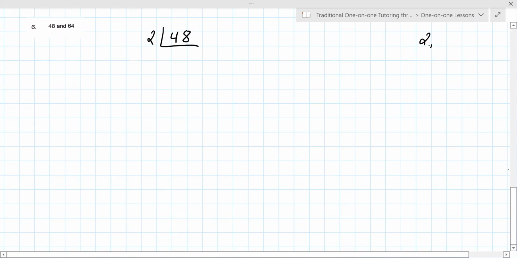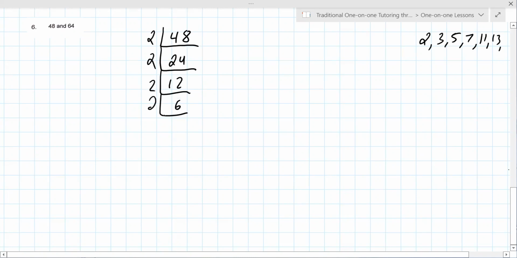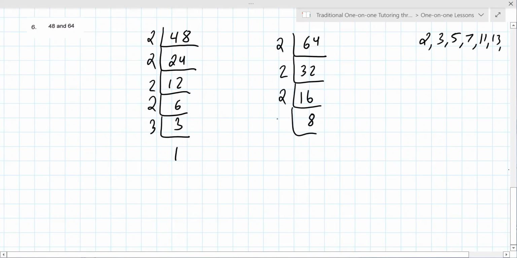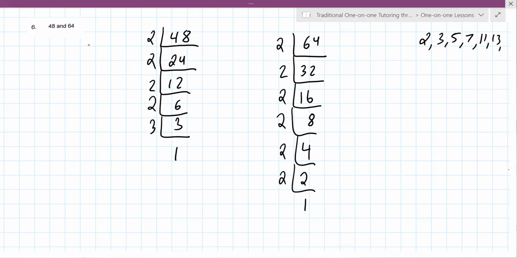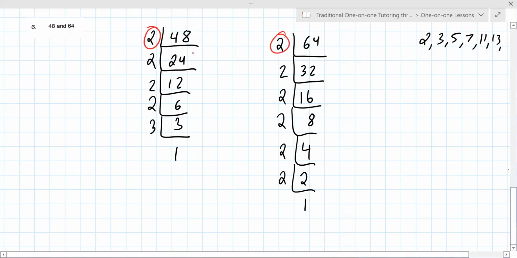Good reminder of your prime numbers off to the right here: 2, 3, 5, 7, 11, 13, and so on. You do want to organize them in that order. I'm not sure if you're doing this, but you don't have to write them out horizontally. You can just look at the ladder, especially when there's 2. That's an easier way to go rather than having to rewrite them again. Saves you a little bit of time.